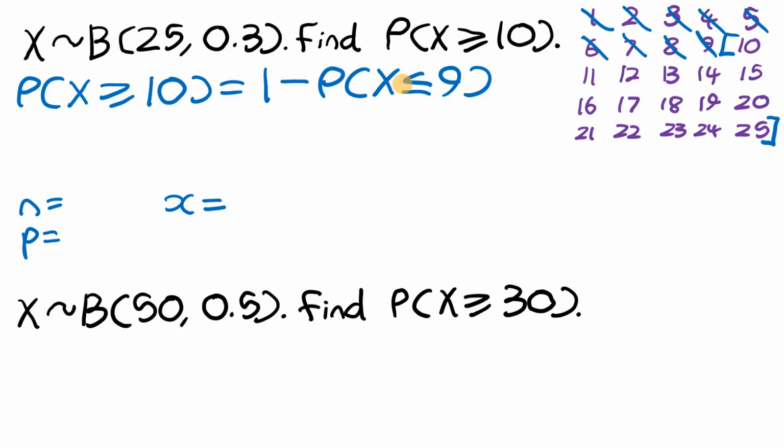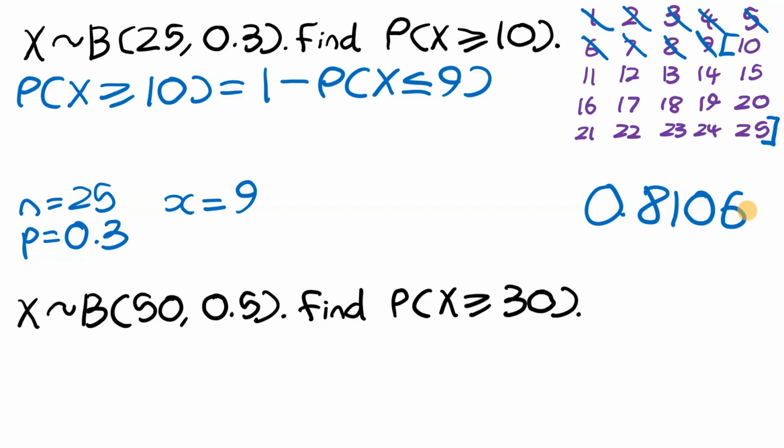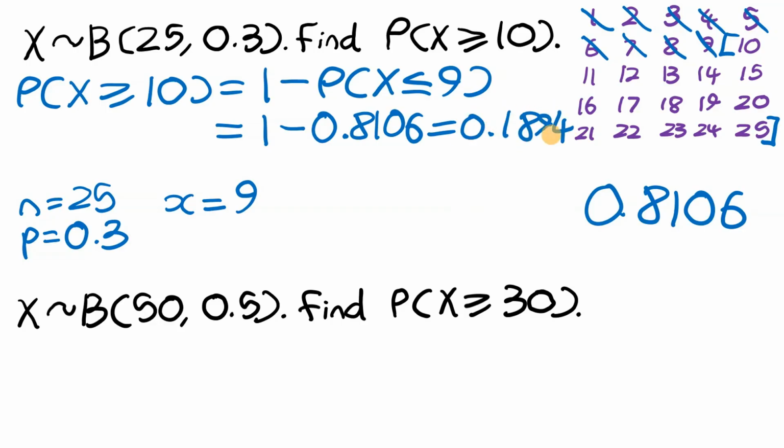So this here, the probability that x is less than or equal to 9, we can put into our calculator. So n is equal to 25, p is equal to 0.3, and x is equal to 9. If you put this into your calculator, this is equal to 0.8106 to 4 decimal places, okay? Now if you sub this in here, this is going to be 1 minus 0.8106, and if you put this into your calculator, this is equal to 0.1894. So this is the probability that x is bigger than or equal to 10.